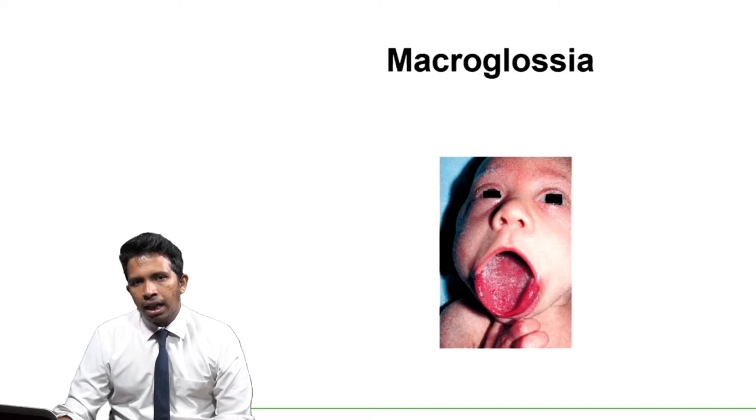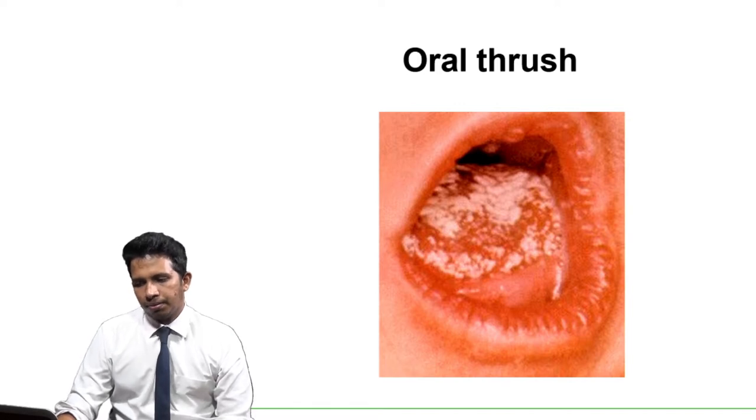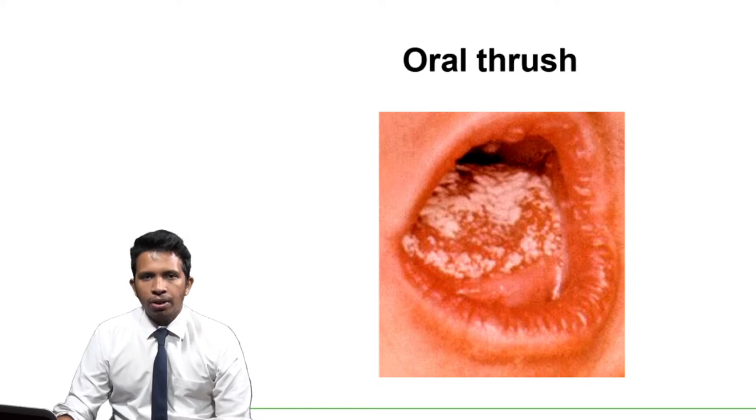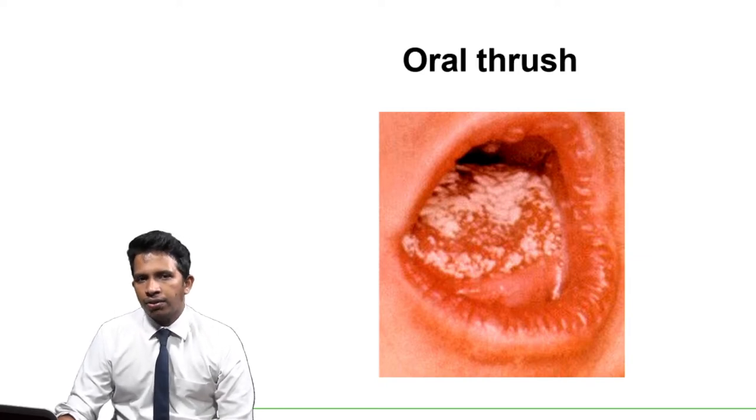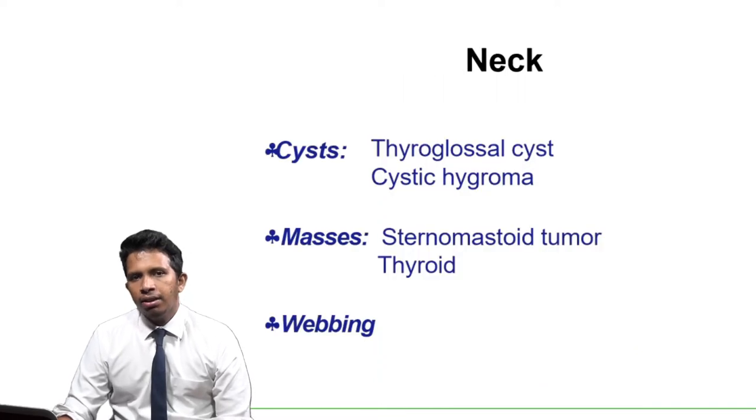In conditions like congenital hypothyroidism, children could have a condition called macroglossia, where the tongue is abnormally large. Newborn babies could also have candida infections of the mouth, which appear like white patches, called oral thrush.